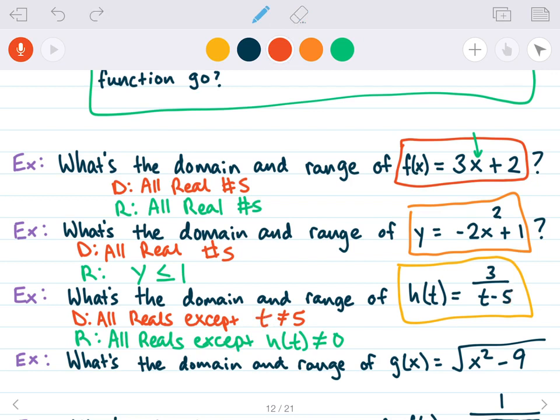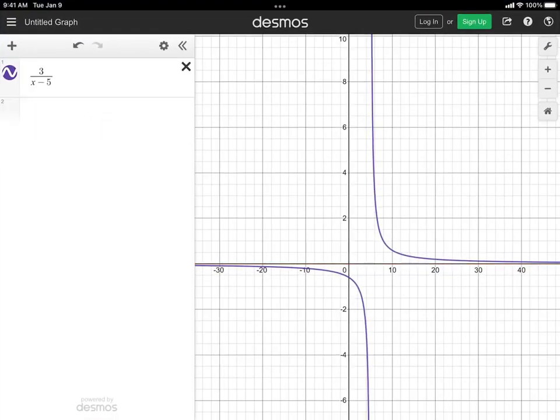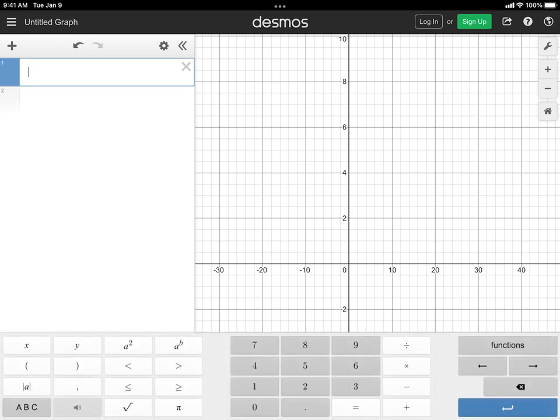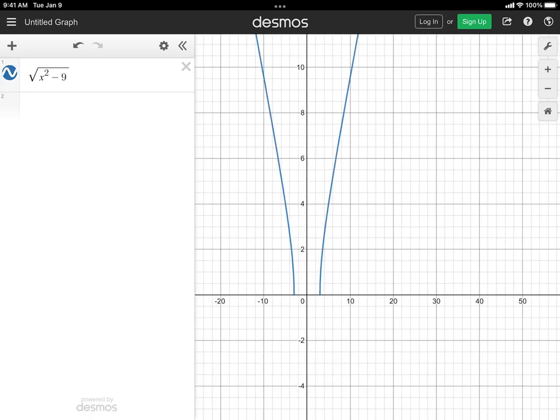Let's do another one. I'm just going to do a bunch of examples because I know this topic can be kind of difficult when you first see it, but you get used to it after a while. So the next one is the square root of x squared minus 9. Let's put it in. Okay, so what is the domain?